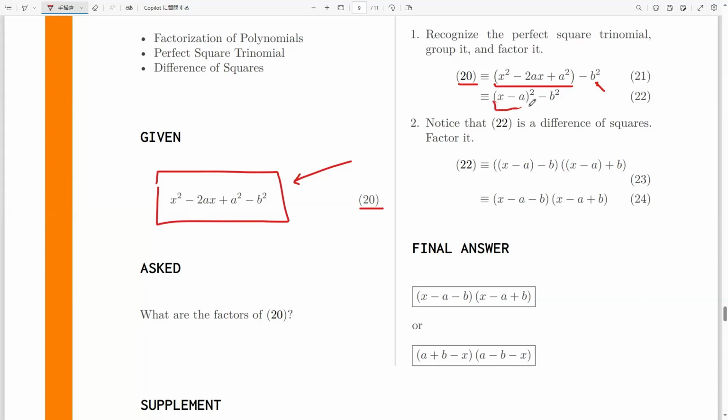Now, we notice that this one is a difference of squares, okay? And we know that the factors of the difference of squares is such that it's the square root of the first term, so that's x - a, minus the square root of the second term, that is just b. That's one factor, and the other factor is the square root of the first term, again, that's x - a, plus the square root of the second term, again, that's b. So these are your factors. Now just get rid of the parentheses here.